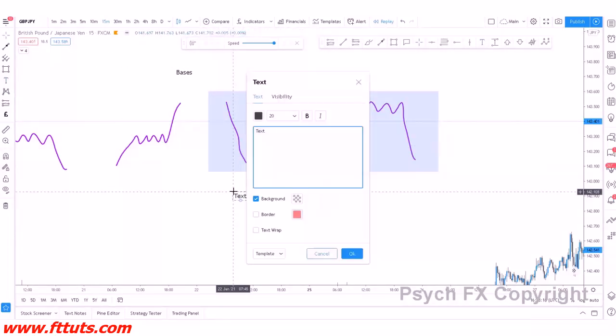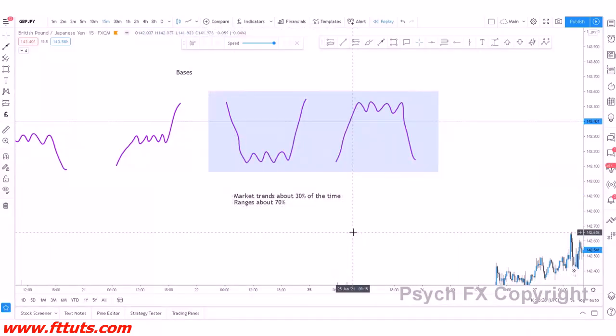If you think about it in terms of just how the market moves, just to give you some basic stats here, the market trends about 30% of the time, and it ranges 70%. Now, what does this mean? Well, if we're trying to follow the trend, we are instantly going to be in the minority position most of the time. Most of the time, we're going to be giving money back to the market.